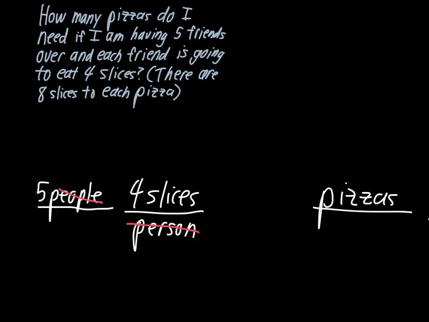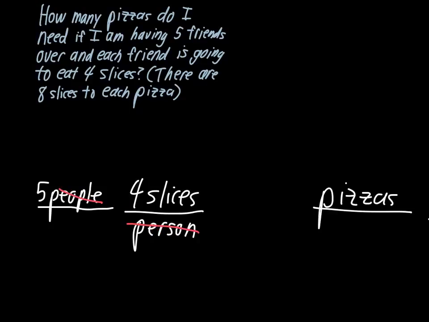So people and person, those cross out. I know it's not exactly the same word, but we're basically just going from plural to singular, right? 4 slices for each person, 5 total people. It's still the same kind of units. So we're crossing them out with that whole idea of what goes up must come down. Those two have to be opposites, and they've got to cross off from one another.